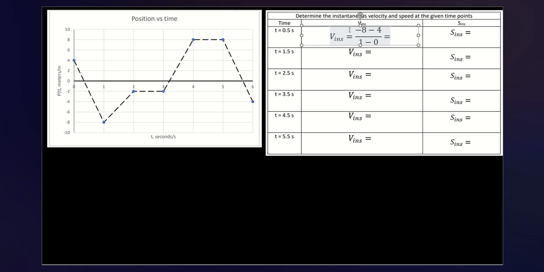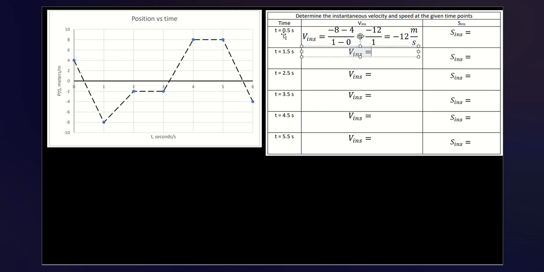What this is going to end up getting us is negative 8 minus 4, or negative 12, divided by 1 minus 0, which is 1. And therefore, what that really is just negative 12 meters per second. Cool.